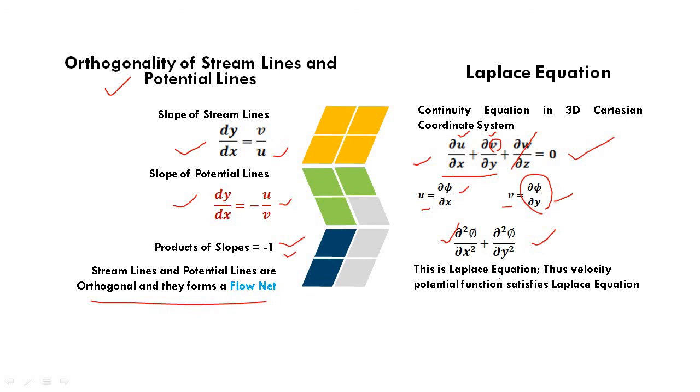So the velocity potential function should satisfy the Laplace equation. This is the Laplace equation for phi. Dou square phi by dou x square plus dou square phi by dou y square is the Laplace equation for the function phi. So the Laplace equation should be satisfied by the velocity potential function for a possible case of fluid flow.